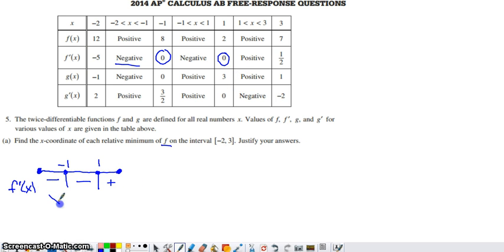So that means our function f is decreasing on this interval, decreasing on this interval, and then increasing on this interval. Where do you have a relative min? Well, you have a relative minimum as you cross this x value of 1. So you do have a relative minimum at the x value of 1.